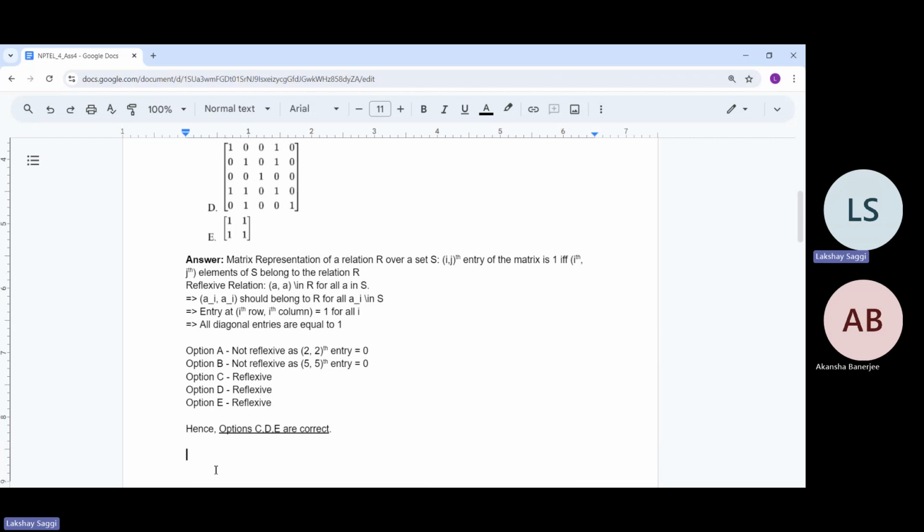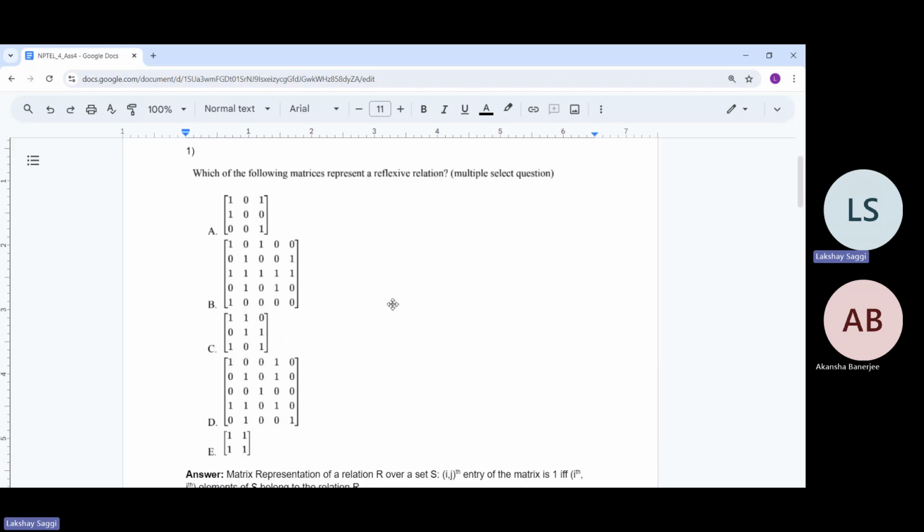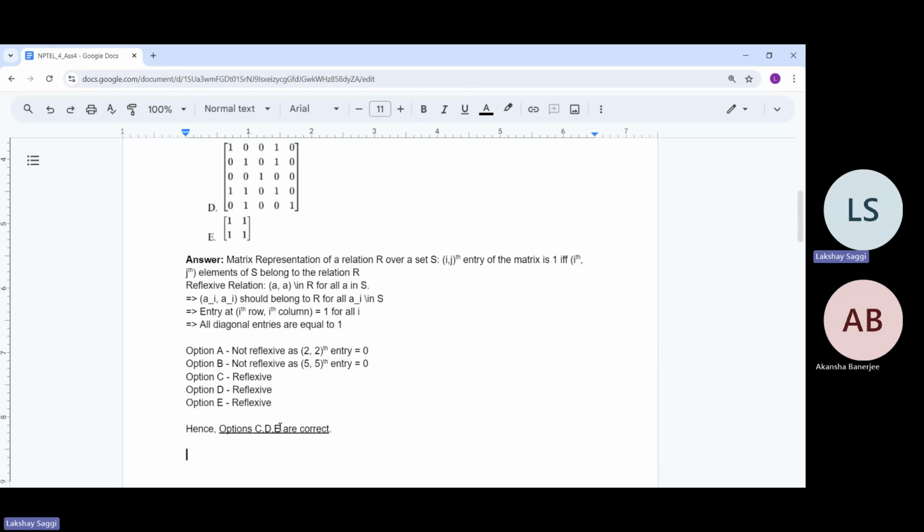Okay. So suppose the question was a bit different. Here, the question is asking which of the following matrices represent a reflexive relation. But what if the question asked instead about a symmetric relation? Which of the following matrices represents a symmetric relation? In that case, what can we do? Just food for thought for you guys.